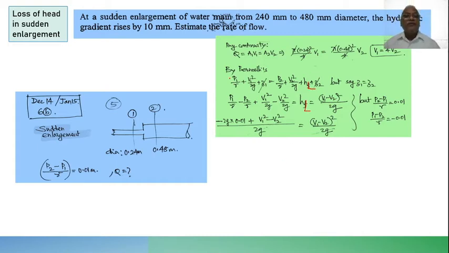Anyway, P1 by gamma plus V1 squared by 2g plus Z1 equals P2 by gamma plus V2 squared by 2g plus Z2 plus HL. Because it is horizontal, Z1 equal to Z2 cancel off. Taking the pressure terms to one side, P1 minus P2 by gamma plus V1 squared by 2g minus V2 squared by 2g equals HL.